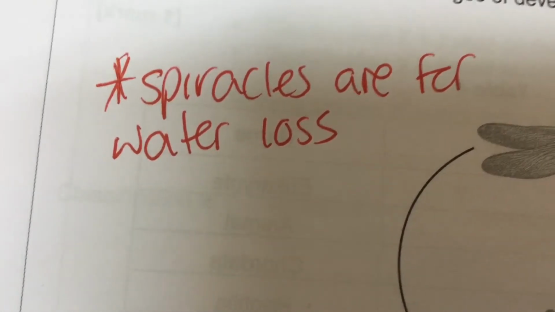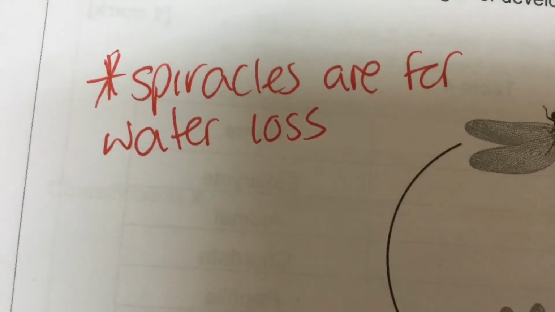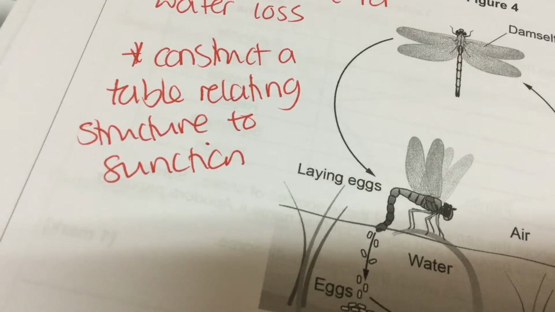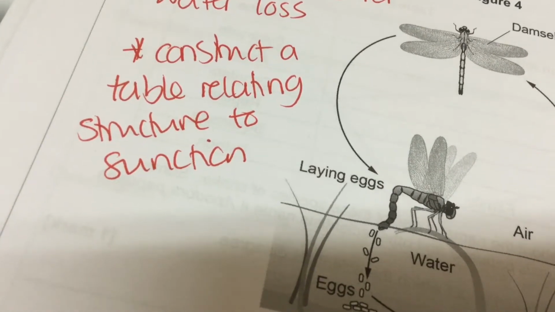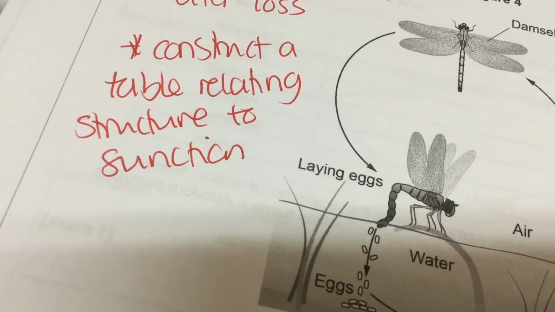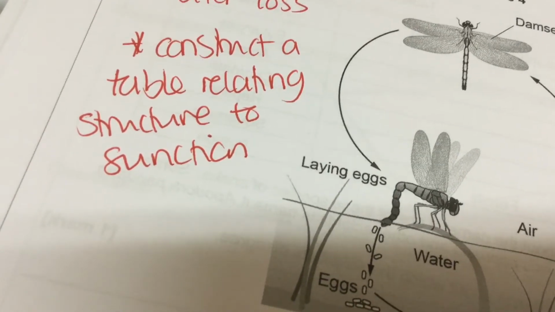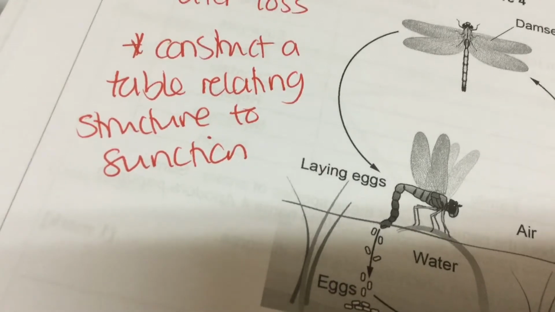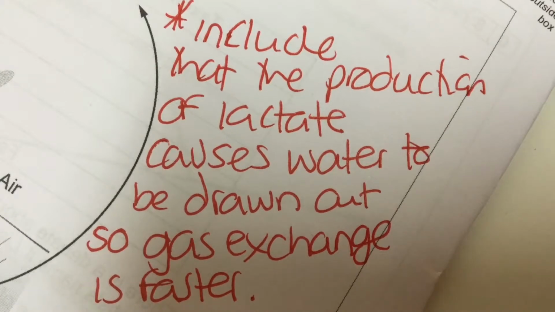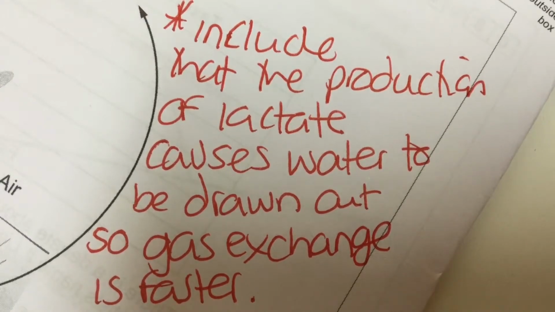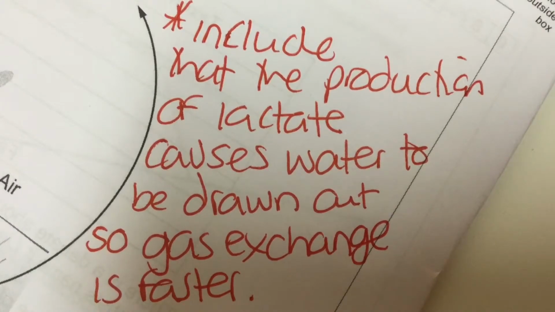Lots of top tips for this question. In fact, the examiner's report wrote quite a lot. Basically, remember that spiracles are for water loss and are nothing to do with gas exchange. Remember to, when you're learning the material, construct a table that relates structure to function. And also, remember that the production of lactate causes water to be drawn out of the tracheoles, and that enables gas exchange to take place at a faster rate.